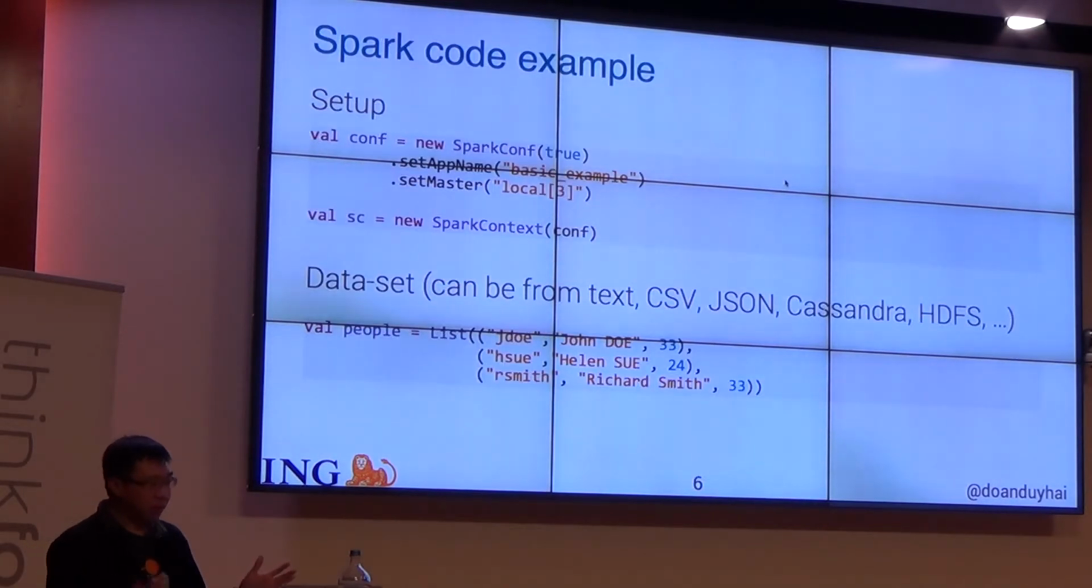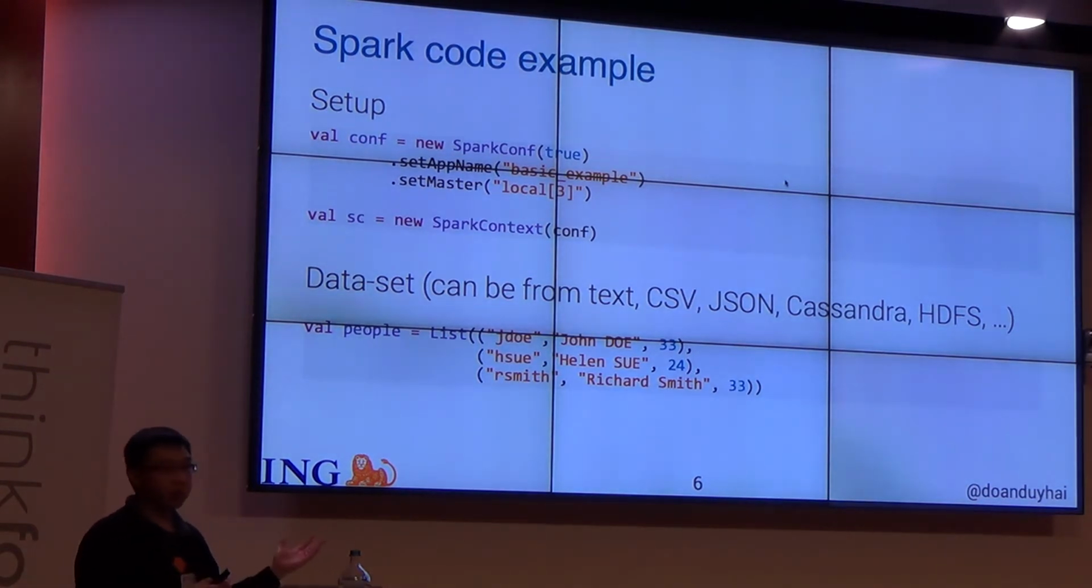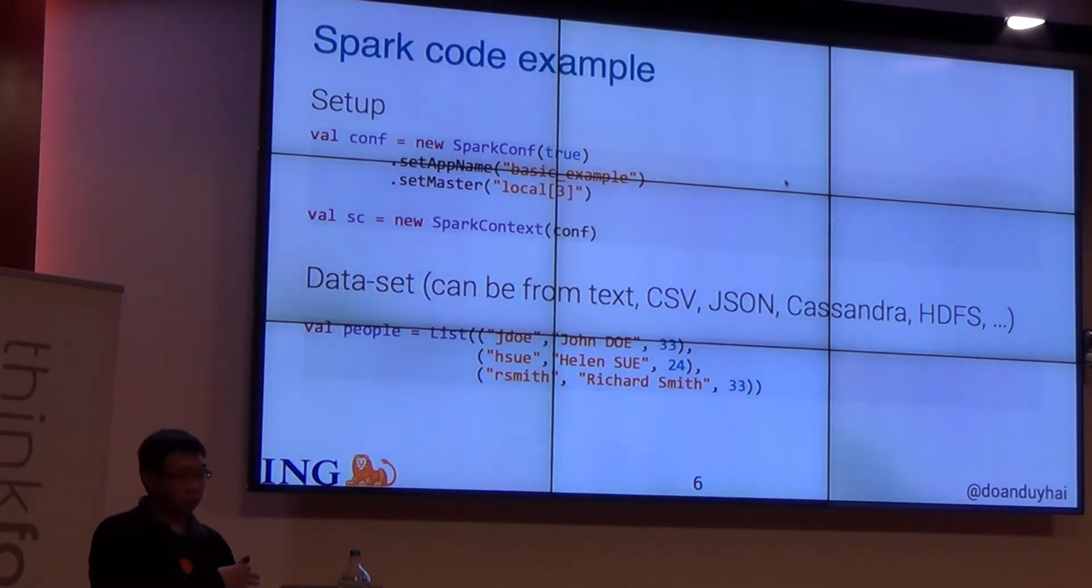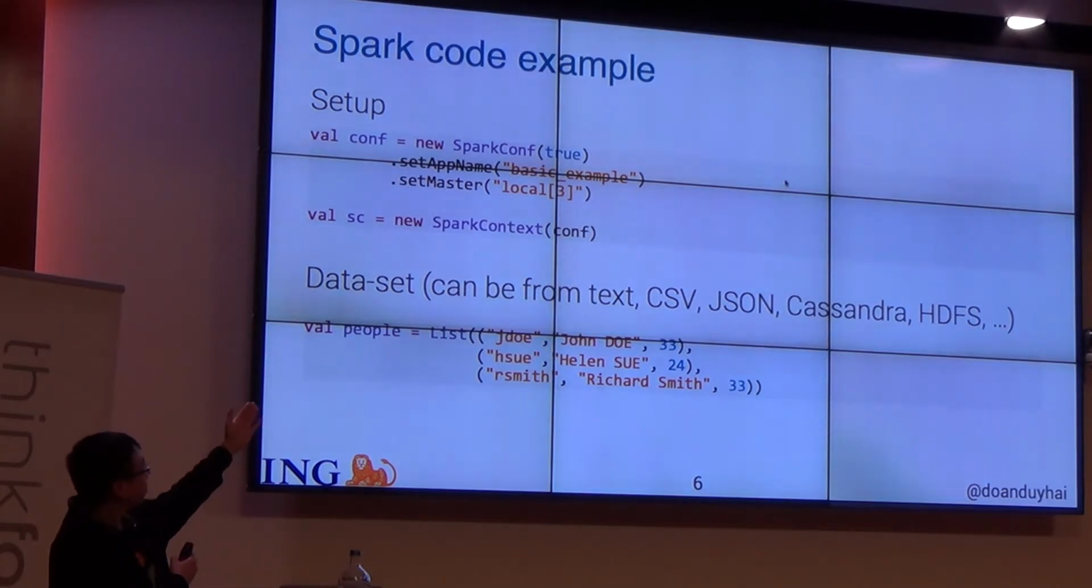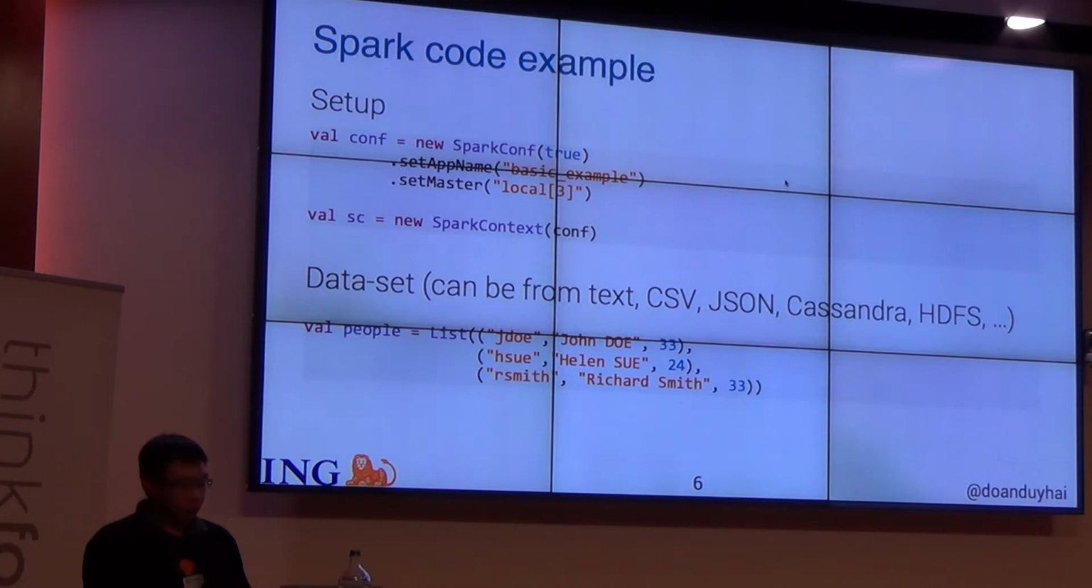So, some basic example of how you can set up a Spark job. First, create a Spark configuration. Here you set your application name and the master. On production, you should set an IP address here. Now I'm using Spark on my laptop, so it is local. This is the local mode. From this configuration, you will create a context.